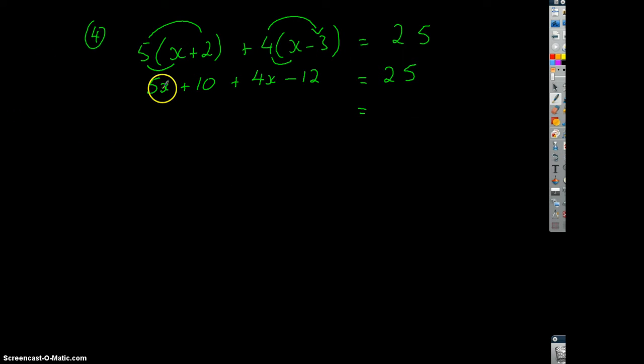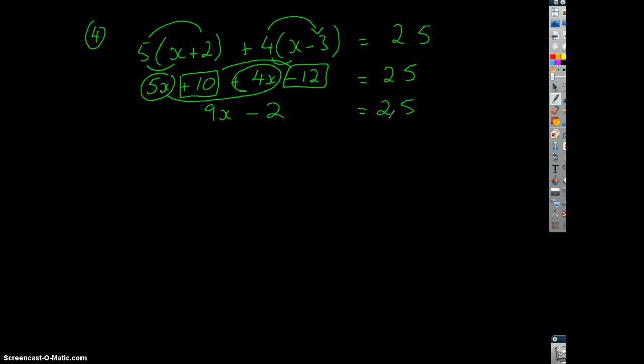Now the trick here is to collect like terms. So that's 5x add 4x, and that gives us 9x. Now here, just a little bit careful, this is plus 10, positive 10, add negative 12, which is negative 2, equals 25. Okay, keeping a nice column of equal signs. We're trying to solve for x here, so it would make some sense to try and remove that negative 2 from this left hand side. How can we do that?